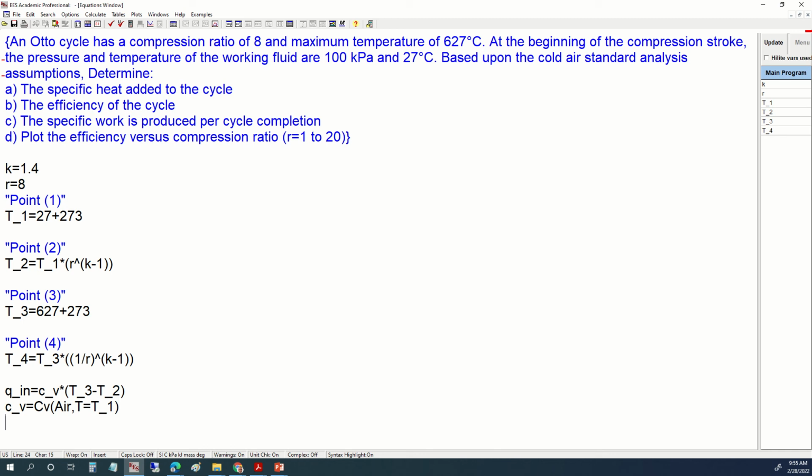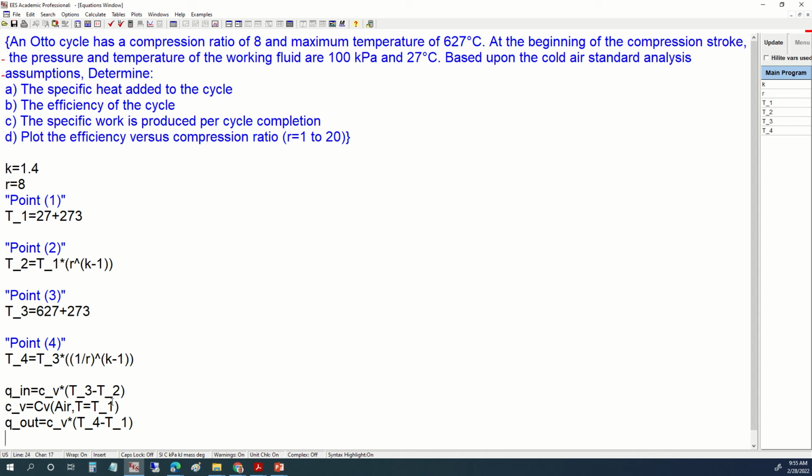So we found Qin. Also we can find Q out, which happens between 4 and 1, which I can also write. I can copy this, so here CV, but it happened between 4 and 1, so I can write this as T4 minus T1. Now I found Qin and Q out.